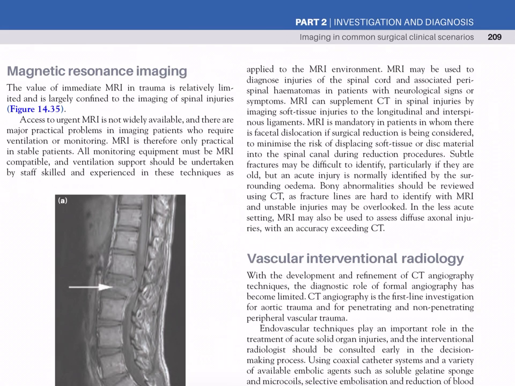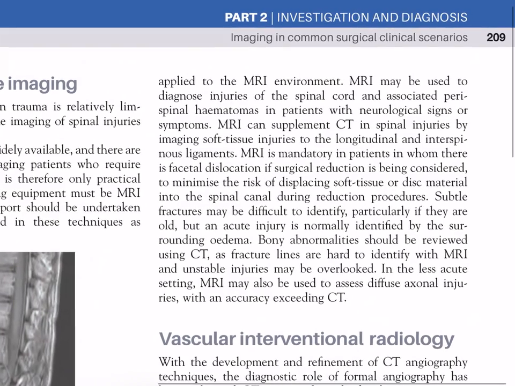MRI may be used to diagnose injuries of the spinal cord and associated perispinal hematomas in patients with neurological signs or symptoms. MRI can supplement CT in spinal injuries by imaging soft tissue injuries to the longitudinal and interspinous ligaments. MRI is mandatory in patients in whom there is facetal dislocation or if surgical reduction is being considered, to minimize the risk of displacing soft tissue or disc material into the spinal canal during reduction procedures.